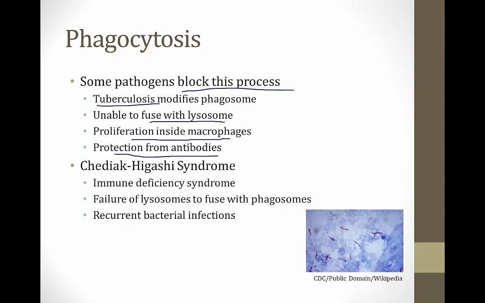There is also a rare immune deficiency syndrome called Chediak-Higashi syndrome, which results in failure of lysosomes to fuse with phagosomes, and children who are born with this rare immune deficiency have recurrent bacterial infections.